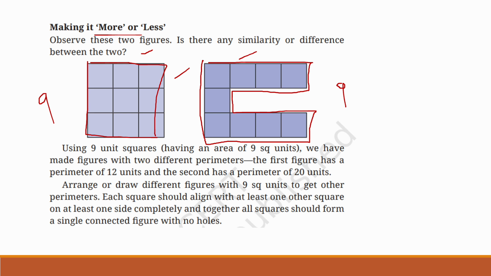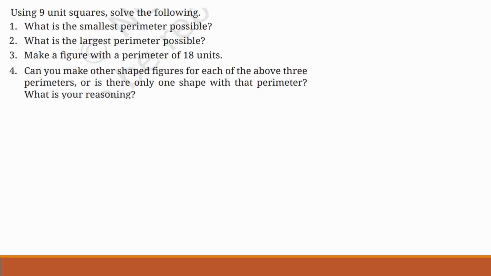What is the condition? Each square should align with at least one other square on at least one side completely. And together all squares should form a single connected figure with no holes. There should not be any hole. Okay. Using 9 unit squares, solve the following.